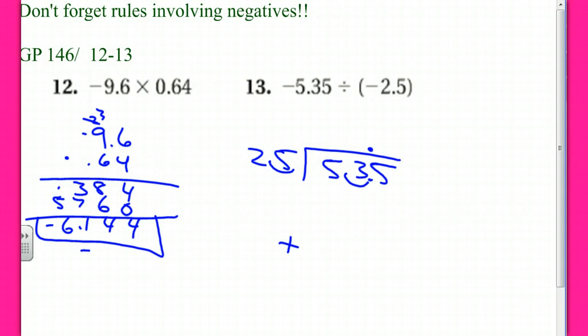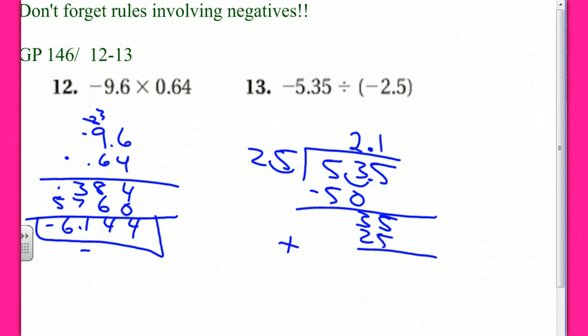25, can it go into 5? Yes. Can it go into 53? Yes. And 25 times 2 is? 50. And can 25 go into 35? Yes. How many times? And what do we have left? 10. So here we need to do what? Add a 0. Add a 0, drop it down. And 25 goes into 100 4 times, which is 100.